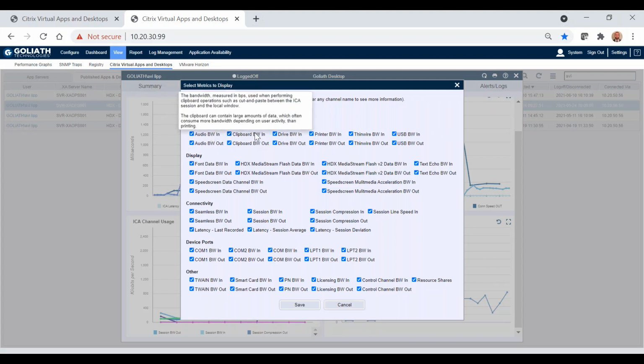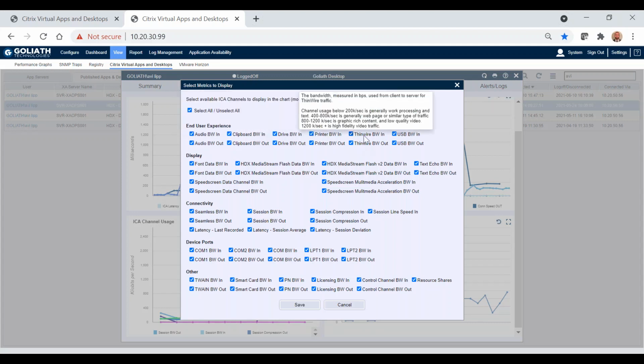Did this user have a large copy and paste job that hung up the session? Thin wire bandwidth, which is the Citrix display adapter. And that came in very crucial in this particular use case where this user was accessing a graphically intensive application. I'll get to that in just a moment, but just to add to the level of detail that we're providing, you can see that all of these are inbound and outbound.